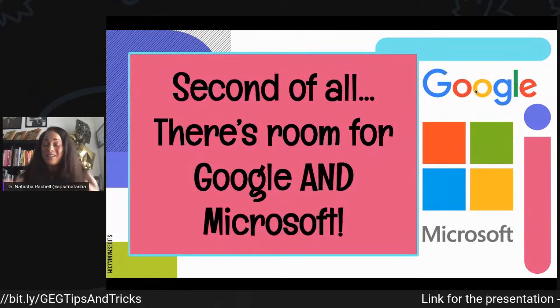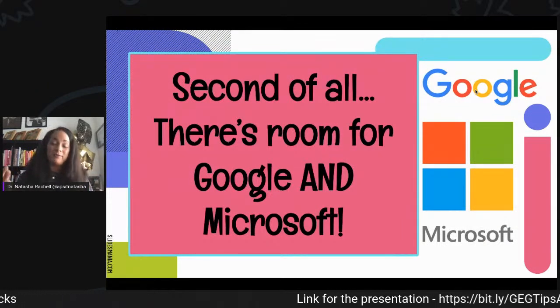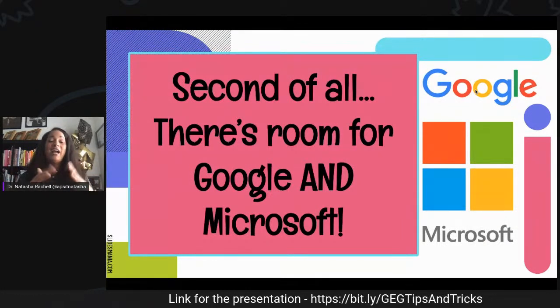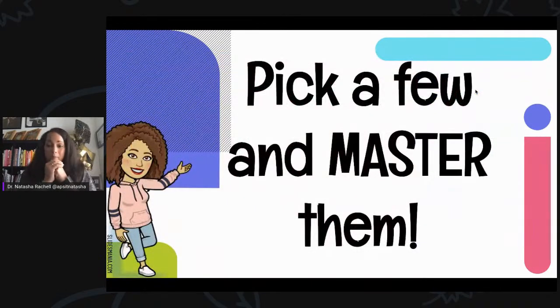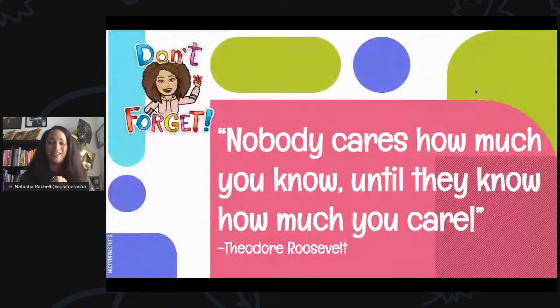And then the other thing that I want to share with you is that there is room for both. This is like my life motto when it comes to the ed tech space. Everybody feels like you have to pick Google or Microsoft. There's room for both. And I just want to encourage you to know that there is room for both. Okay. So as we're moving through, pick a few things that kind of seem cool to you or doable in your classroom. Master those few. Don't feel like you have to do all the things.